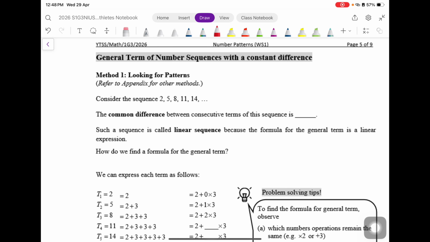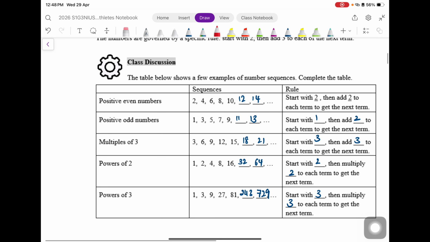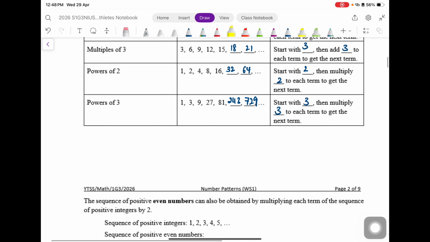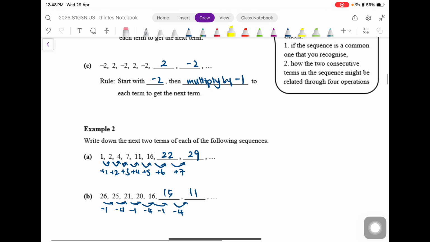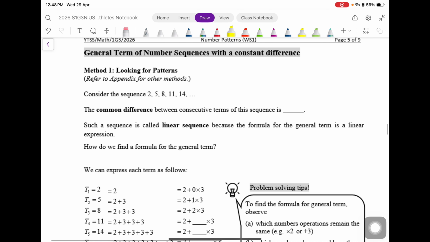Okay, now we're going to go through chapter 7 worksheet 1. I'm currently on page 5. In the past few lessons we have already discussed the first term, and we also discussed constant common differences. We also talked about patterns, powers of 2 patterns and powers of 3 patterns. We also discussed very briefly an example on page 5 the last time.